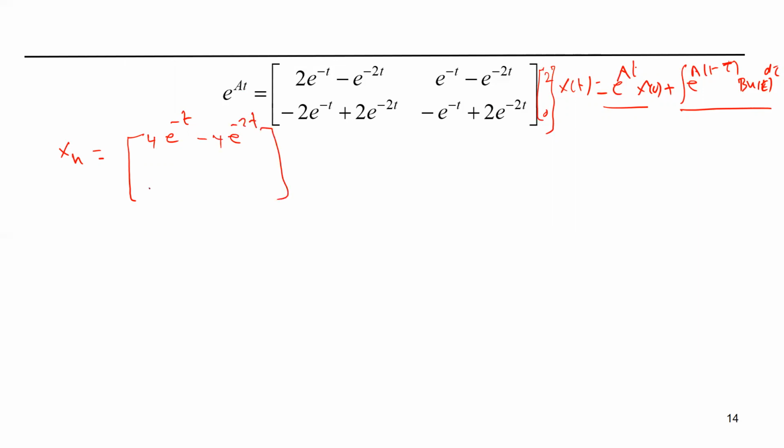And then, no, minus 2 e to the power minus 2t, sorry. And then I will have minus 4 e to the power minus t, and then plus 4 e to the power minus 2t. Any question?